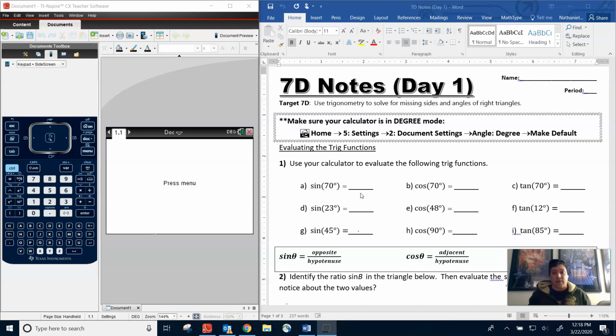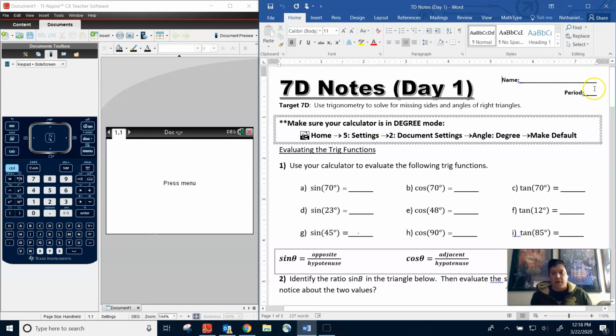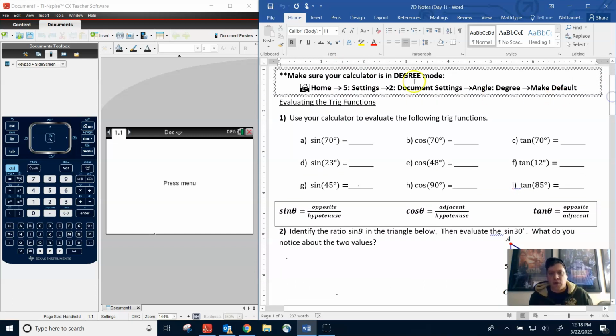the missing angles. So if you would like to go to your 7D notes, I have everything already plugged in with all the answers as well. And that way we can try to figure this out, and I can tell you directly how to go about trying to solve these problems.